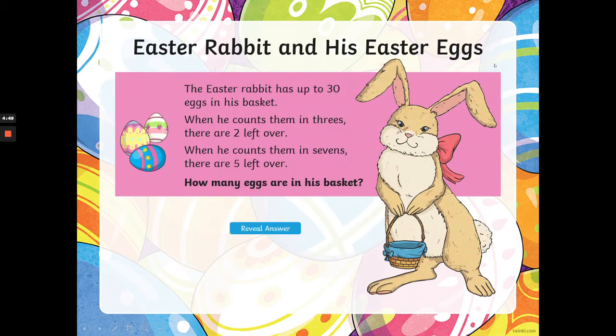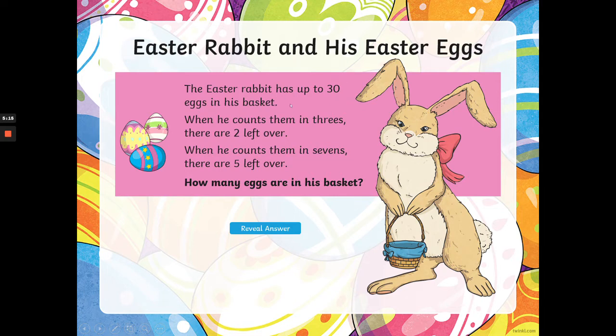So, Easter Rabbit and his Easter eggs. So, the Easter Rabbit has up to 30. Remember, up to. So, he doesn't have exactly 30. So, up to 30 eggs in his basket. When he counts them in 3s, there are 2 left over. When he counts them in 7s, there are 5 left over. So how many eggs are in his basket?